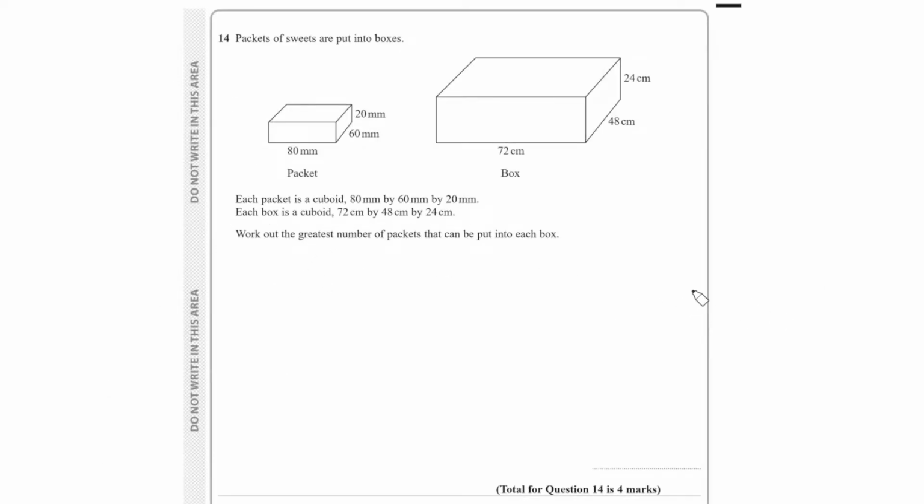Question 14, packets of sweets are put into boxes. So you can see here the packet, we've got 80, and just pay attention to this, it's millimeters by 60 millimeters by 20 millimeters. But then the box is in centimeters. You see that? We've got millimeters and centimeters, so just be aware of that. And each box is a cuboid, as you can see, 72 centimeters by 48 centimeters by 24 centimeters. Work out the greatest number of packets that can be put in each box.